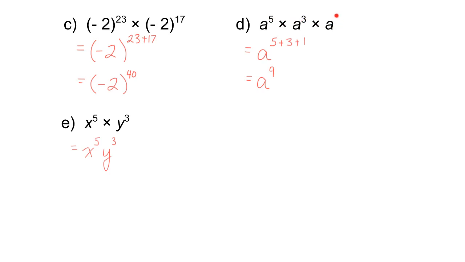Now, one thing that a lot of people get stuck on is when they don't see an exponent, they forget that that just means the exponent is 1. So when I add up 5 and 3 and 1, I get 9. So as a single power, this expression is a to the exponent 9. Down here, be careful. You're multiplying powers, yes, but these don't have the same base. This base is x, this base is y, so you cannot simplify this expression any further. It stays the same.